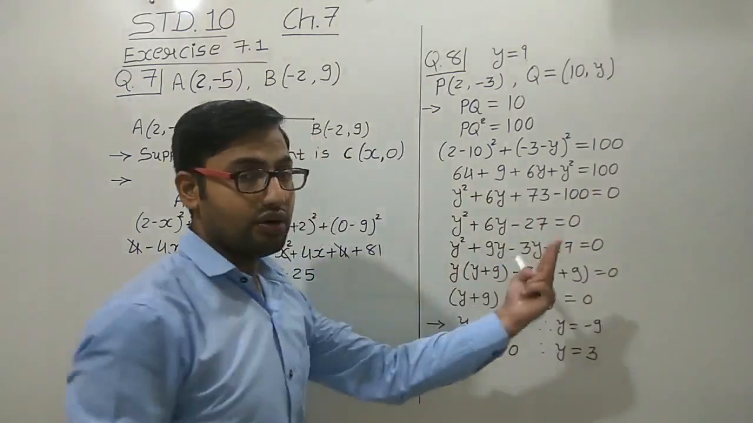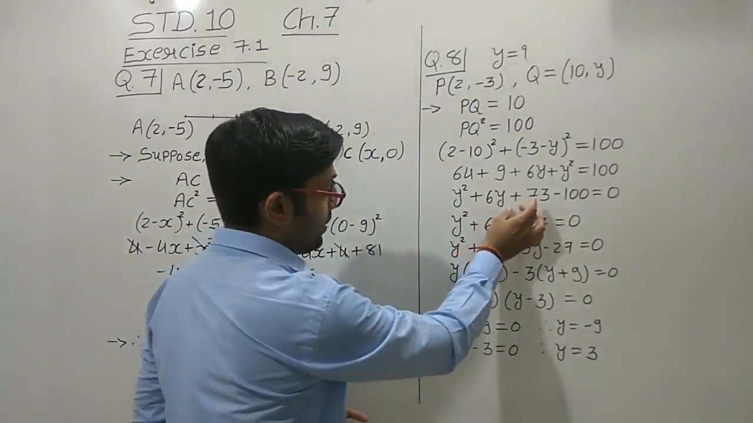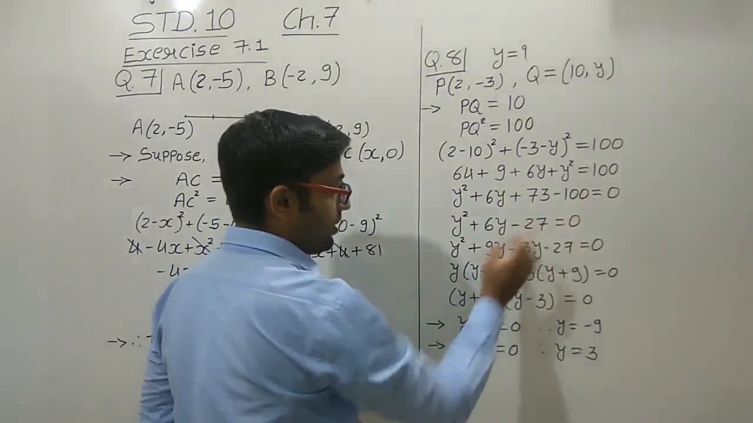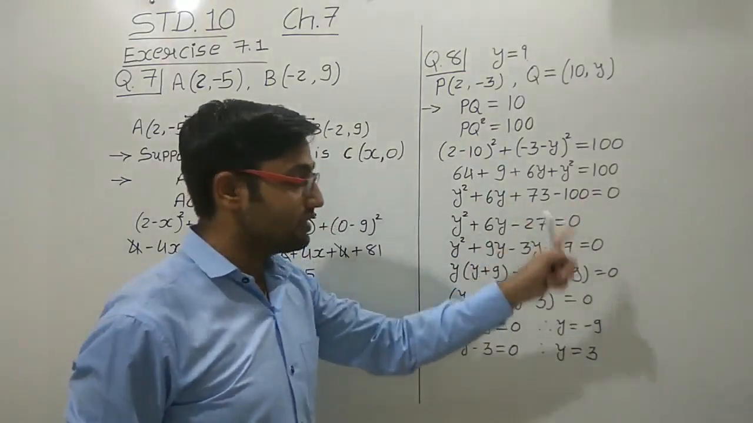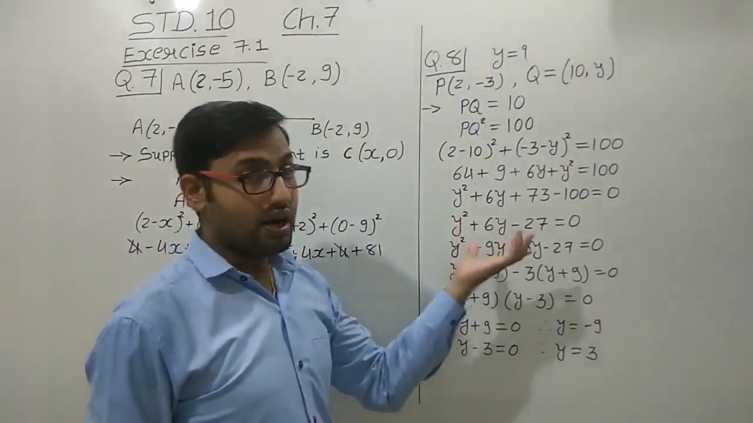By taking this 100 to the left hand side, it will become minus. So y square plus 6y, these two terms remain as they are, and 73 minus 100 is what? Minus 27. That is equal to 0. Now this is what we get, the quadratic equation.